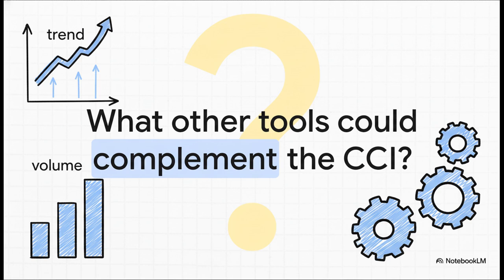The CCI is a fantastic tool, for sure, but the best traders I know rarely use any single tool in isolation. And that leaves us with a final question to think about. What other tools could you pair with the CCI? Maybe something that measures the overall trend or trading volume. How could you combine them to build an even more complete, more robust picture of what the market is doing?